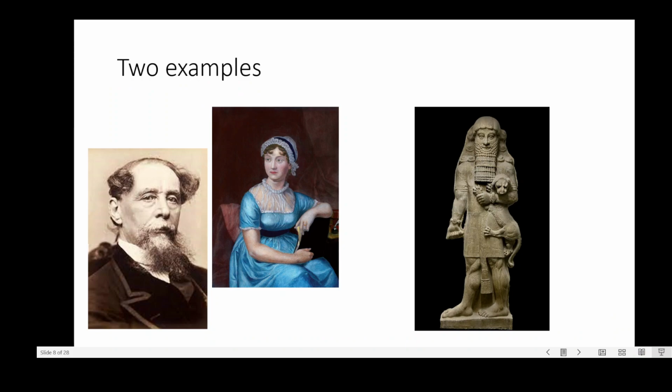So I will briefly explain two studies, one published on Dickens and Austen already, and another one where we have a preprint where we focus on the Gilgamesh epic.